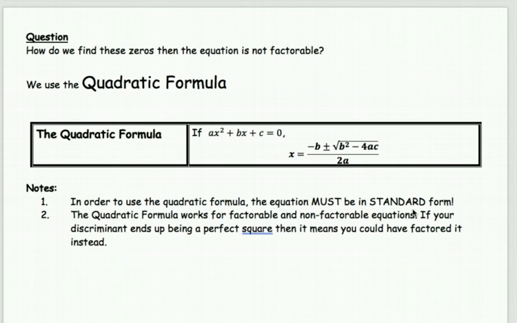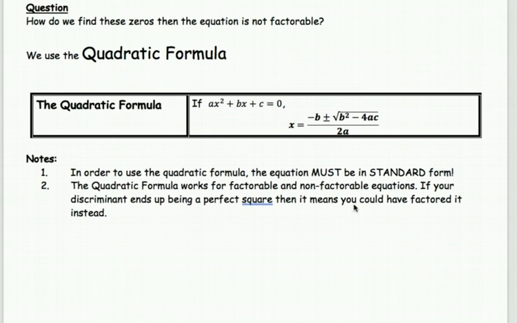So make sure you're in standard form. We're going to practice this today, but tomorrow we'll look at, now that you have all these tools, which one's the best one to use. You'll find that this formula is a little bit time consuming, so it's not always the first tool to grab when you're trying to solve for the zeros, okay? But for now, let's just learn this tool so we have it as an option.